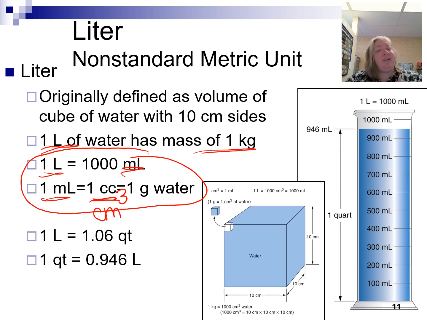Now, if you want to convert it back to the English system, 1 liter is 1.06 quarts, or 1 quart is 0.946 liters. So liters and quarts are going to be very similar in size to one another. So that's a little bit about measurements and a little bit about the metric system. Come back for the next part and we'll talk about how to use these as we start doing some conversions.